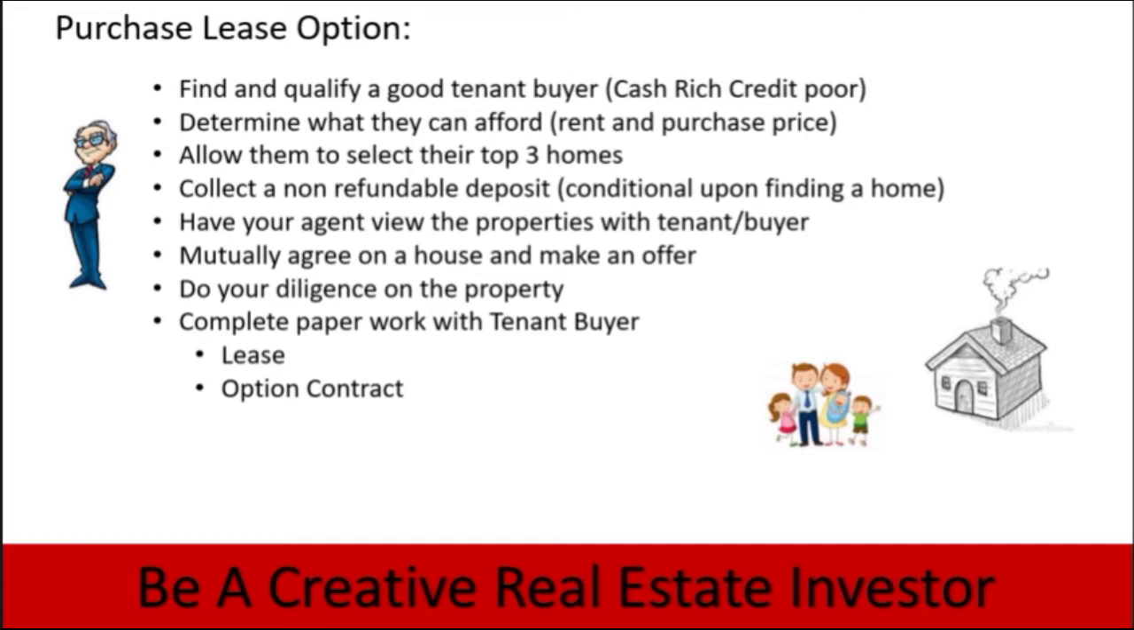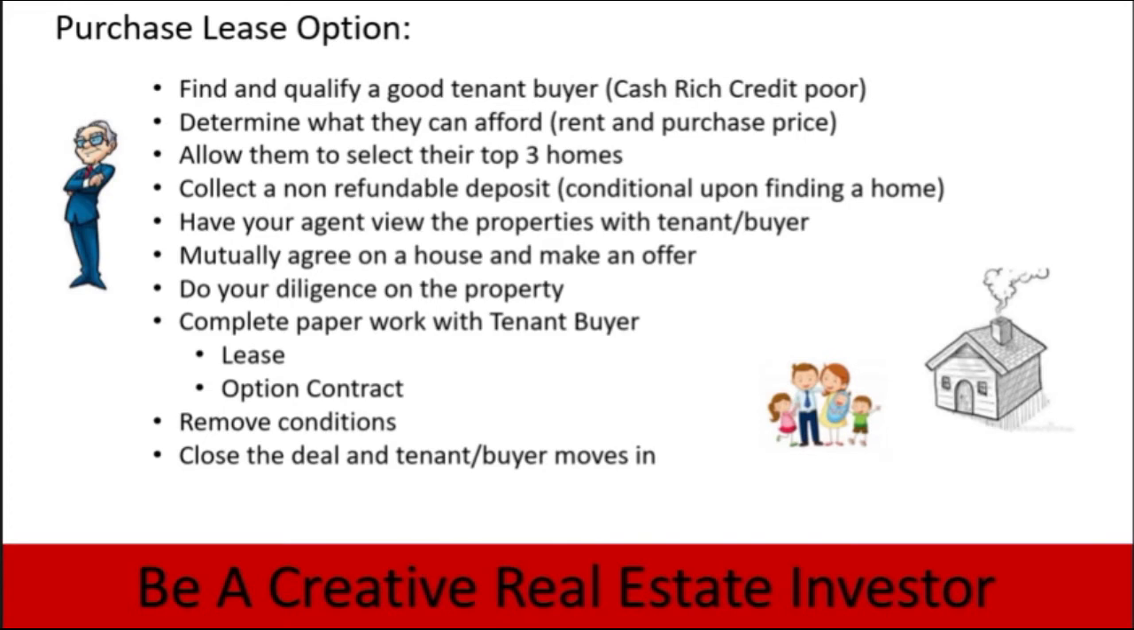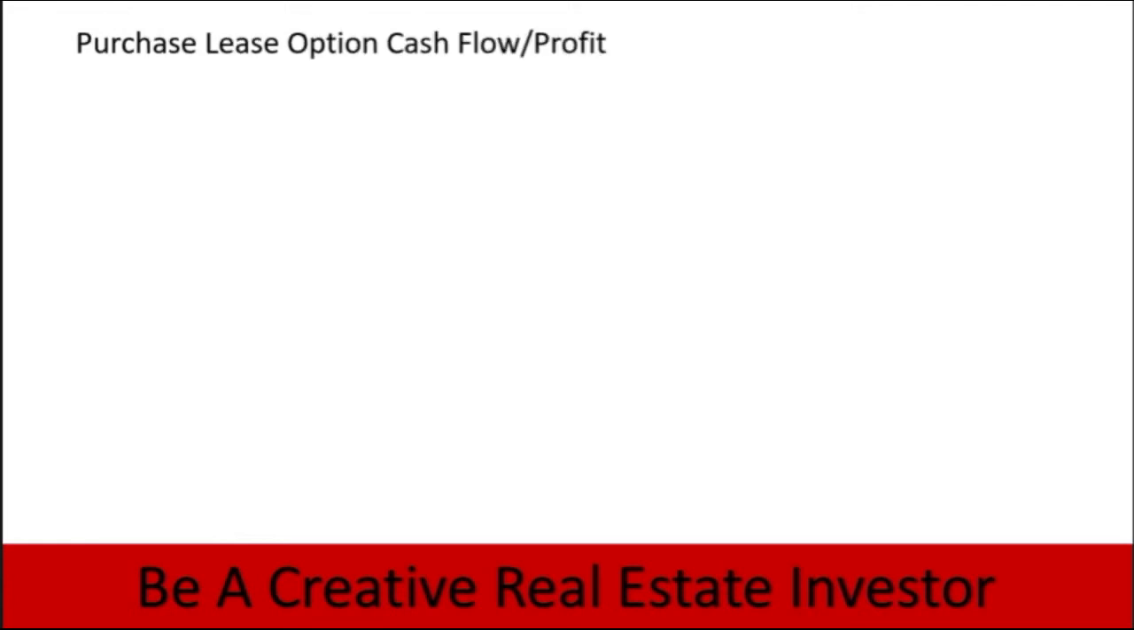There are basically 2 documents that you're going to be completing. One is a lease to occupy the property as a tenant. The other is an option contract to purchase the property at a set price in the future. The lease and the option contract are 2 separate documents and should never be connected. Once you remove all the conditions, assuming that everything is good, you then close on the deal and the tenant buyer moves in. And once the tenant buyer moves in, you then place a second mortgage on that house using other people's money so that you can recycle that down payment for future deals as well. And then you repeat the process.